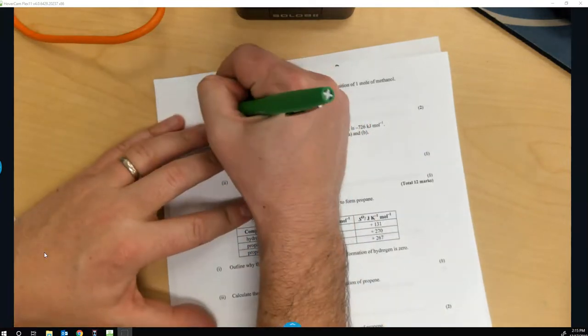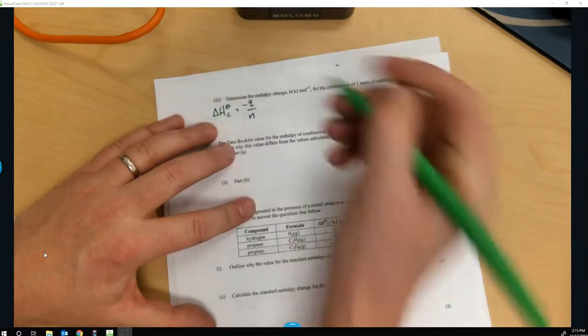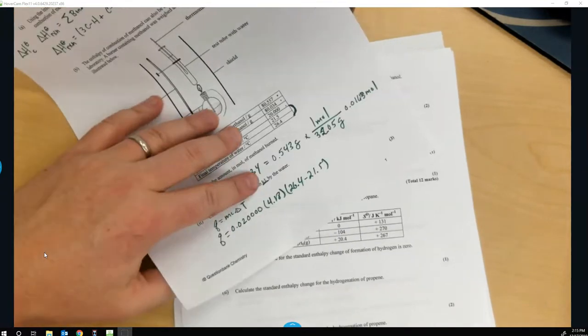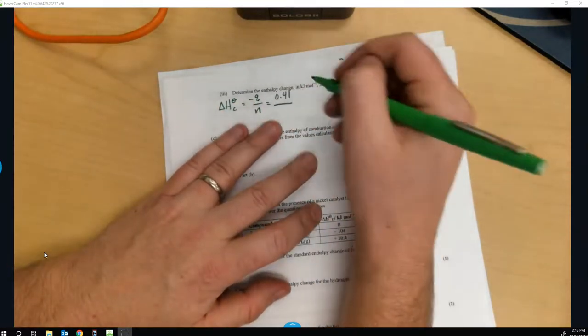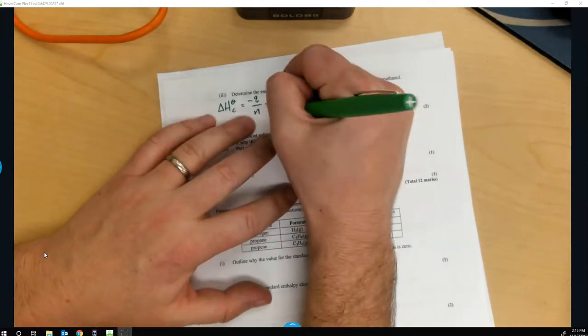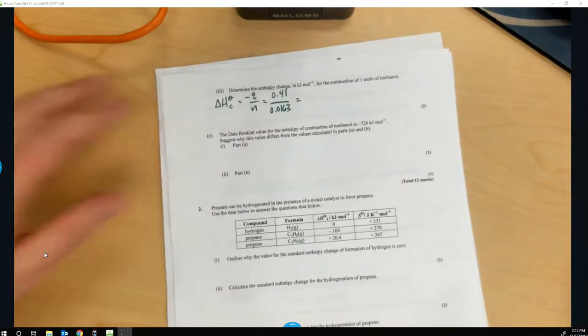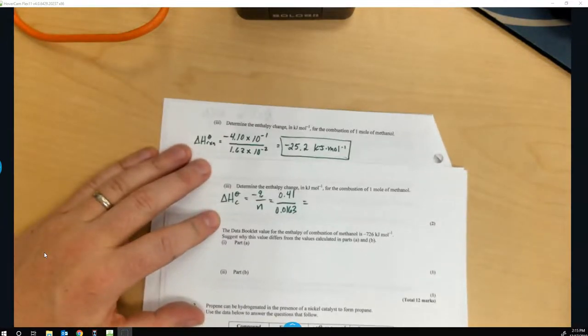Now it wants us to determine the enthalpy change for the combustion of methanol for 1 mole of methanol. So we know that to calculate delta H, we're going to need the negative Q value and divide by the number of moles of methanol that we had. We calculated Q in step two. We found that it was 0.41 kilojoules, and we determined that we had 0.0163 moles. So when we plug that into our equation, we should get the answer, which is negative 25.2 kilojoules per mole.